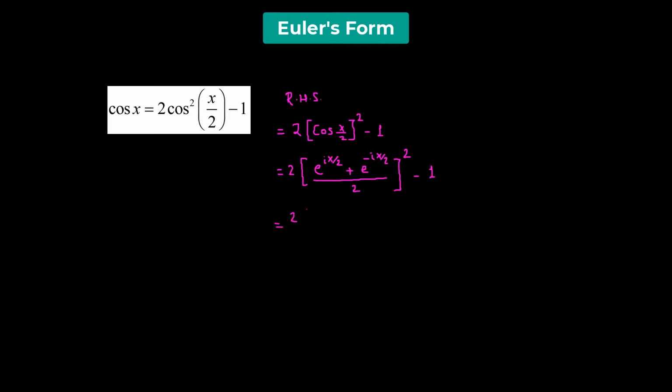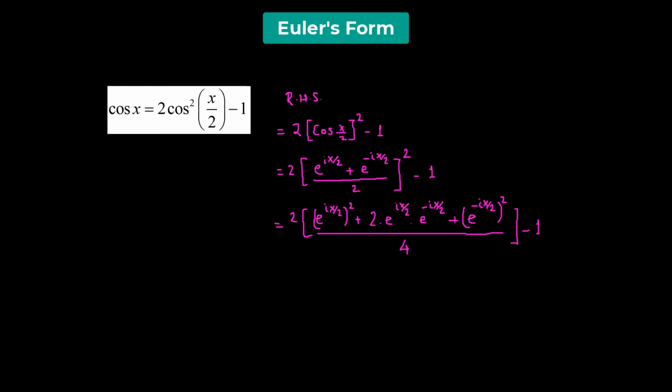So that gives us 2 times e raised to the power of ix over 2 whole squared, plus 2 times e raised to the power of ix over 2 times e raised to the power of negative ix over 2, plus e raised to the power of negative ix over 2 whole squared, whole divided by 2 squared, which is 4, minus 1.